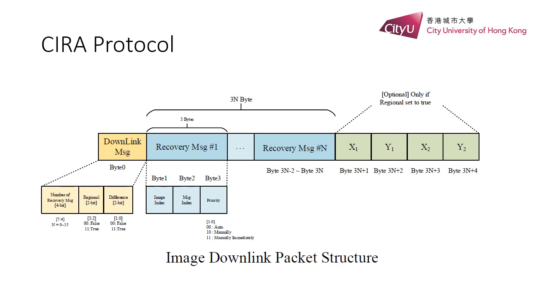To let the CIRA node know which uplinks were lost and need to be resent, we need to send the loss information by downlinks. We define the downlink structure like this. The first byte tells how many uplinks need to be resent, and whether region and discrepancy are supported. Then it is followed by the blue part. It shows the lost uplinks' image index and packet index, and we define the priority.